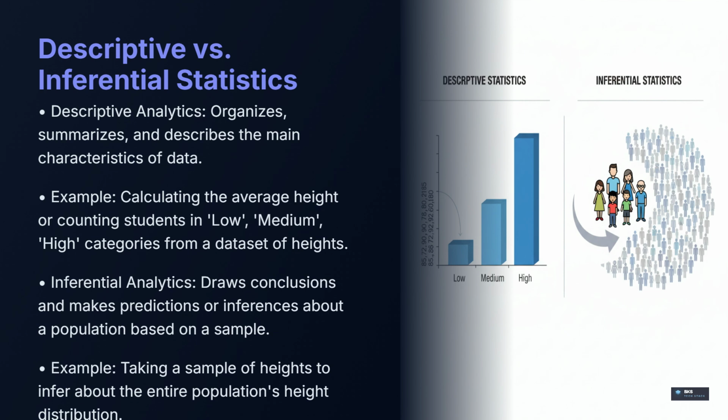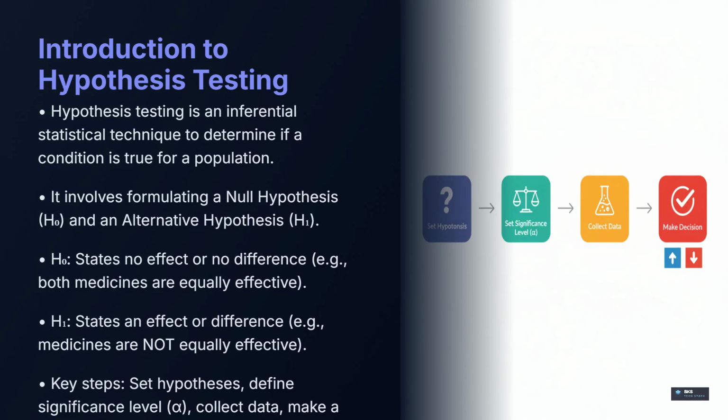Inferential analytics, conversely, takes things a step further. It uses a smaller, representative sample of data to draw conclusions, make predictions, or infer characteristics about the larger population from which that sample was drawn. So instead of measuring every single person's height in a country, you might take a representative sample and use inferential methods to generalize about the average height of the entire population. This approach is particularly powerful and invaluable when it's simply not practical or possible to examine every single member of a population.